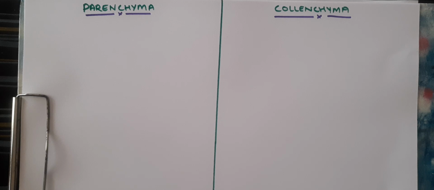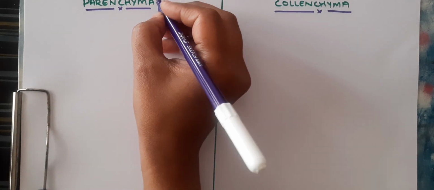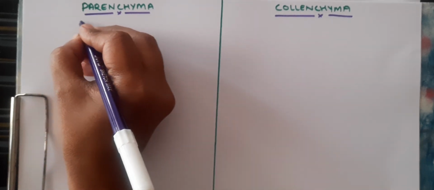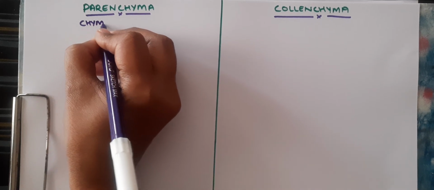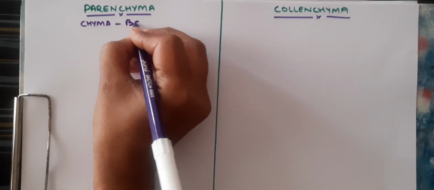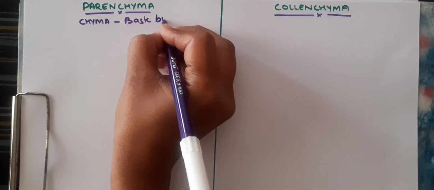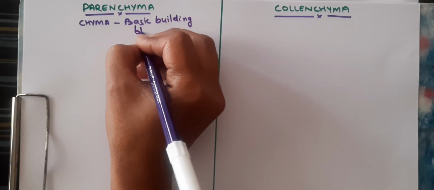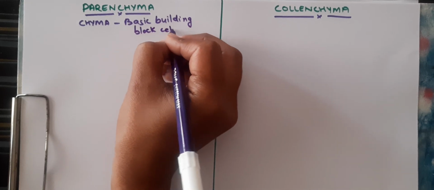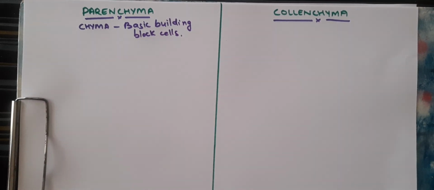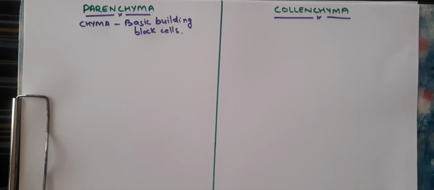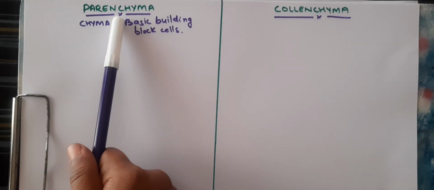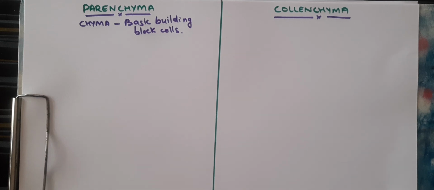Chyma is a term for the basic building block cells of the tissue. So I will write it here for you: chyma means basic building block cells. There are different types of chyma, parenchyma and collenchyma. Today in this video we are going to learn the difference between parenchyma and collenchyma.